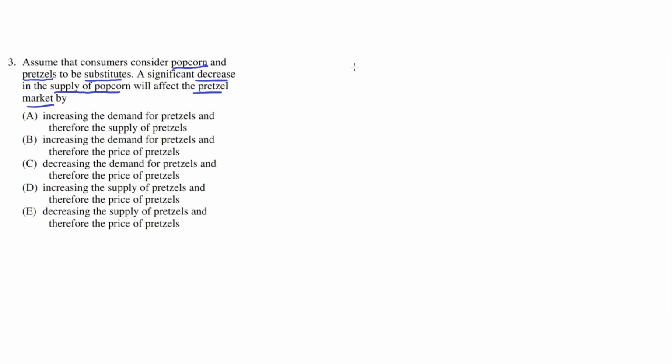So we're given that popcorn and pretzels are substitutes. So this means that people could eat popcorn if they don't have pretzels, or pretzels if they don't have popcorn. And we're asked that because there's a decrease in the supply of popcorn, what will happen to the pretzel market?